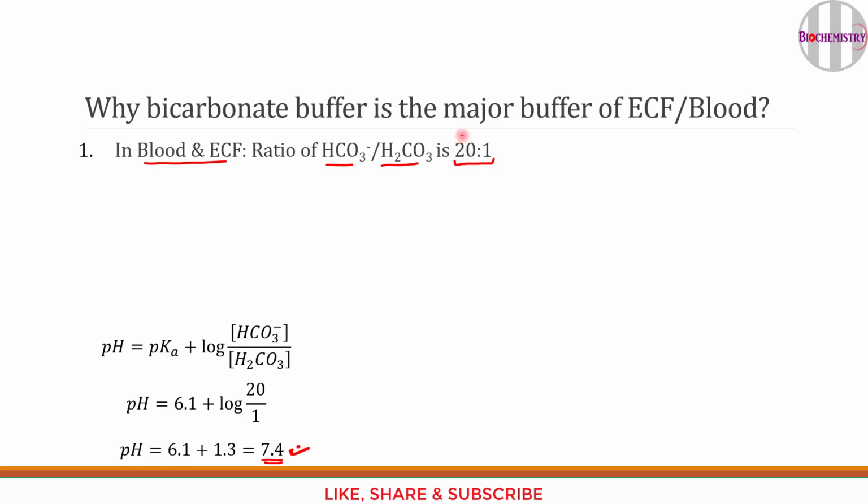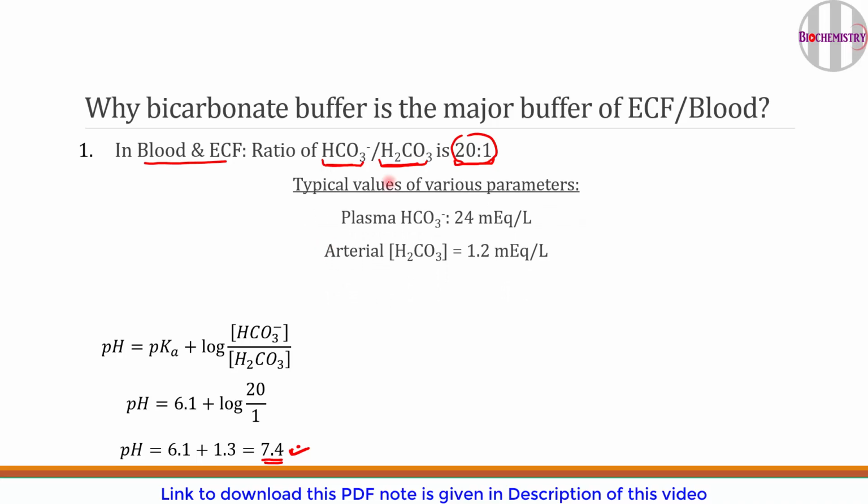So now we know the importance of this ratio. Because of this ratio, the bicarbonate buffer system becomes the most effective buffer system of the plasma, ECF or blood. Now you might be curious about the actual values of bicarbonate and H2CO3 in blood. For your reference, plasma bicarbonate is 24 milliequivalent per liter. Carbonic acid is 1.2 milliequivalent per liter. And if you take the ratio, you will get 20:1.